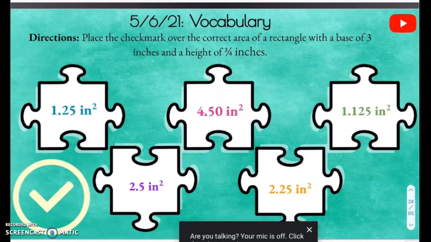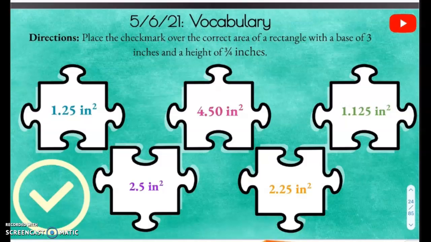Vocabulary. We're going to place the check mark over the correct area of a rectangle with the base of 3 inches and a height of 3/4 inches. All right, so here's what we're going to do. We're first going to take a look at, well, we have an area of a rectangle. So for a rectangle, the area equals base times height.